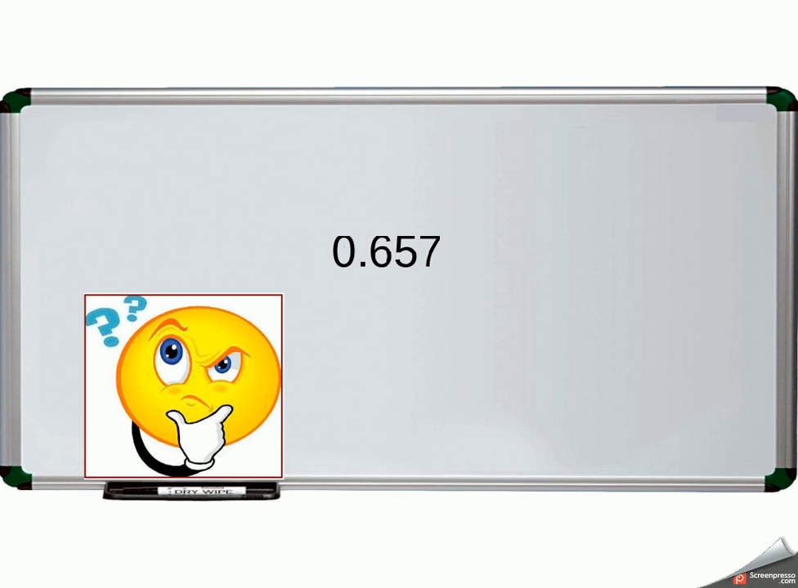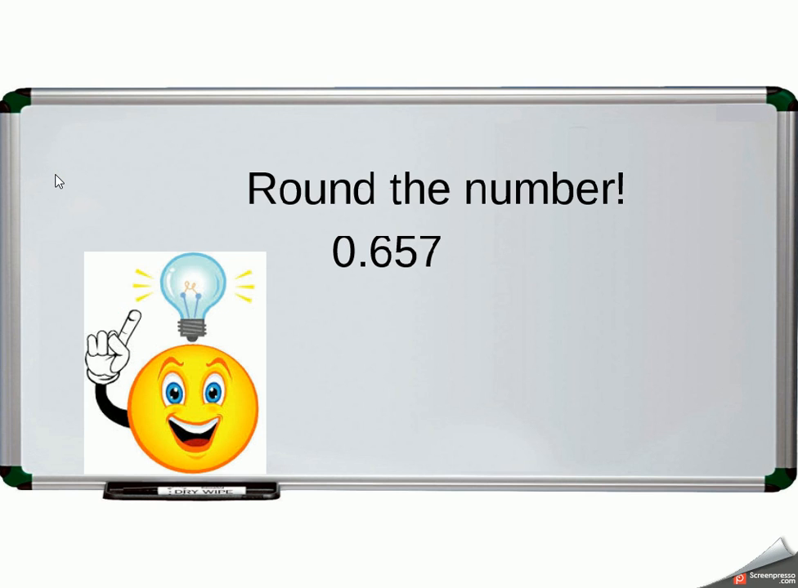So here we've got a number, 0.657. Perhaps we want to round it to 2 decimal places. It'll make the number easier to work with, or perhaps we're working with money. The computer has calculated a very specific number, but when we're working with money, we only want 2 decimal places because that represents pence. So there can be lots of reasons why we need to round the number.